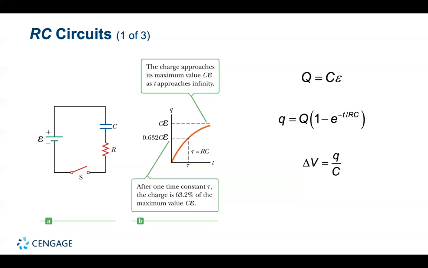The charging process continues until the capacitor is charged to its maximum equilibrium value. Here, epsilon is the maximum voltage across the capacitor. Once the capacitor is fully charged, the current in the circuit is 0.